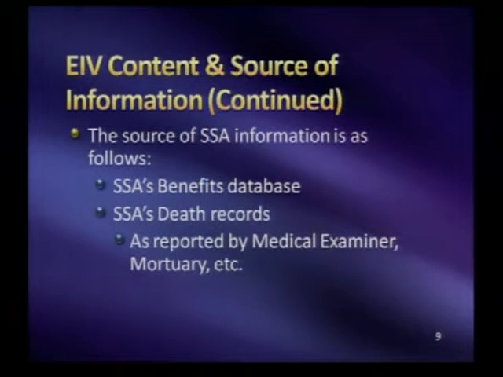Now, the source of the SSA information is very simplistic. SSA has a database that contains information with respect to the benefits, and so we call that the SSA Benefits Database. As far as the death information that SSA provides us, that comes from SSA's death records, and this information is reported to SSA by medical examiners, mortuaries, and other entities who basically have knowledge of an individual's death. And so HUD does get the deceased information from SSA. That's how we came up with the deceased tenants report.